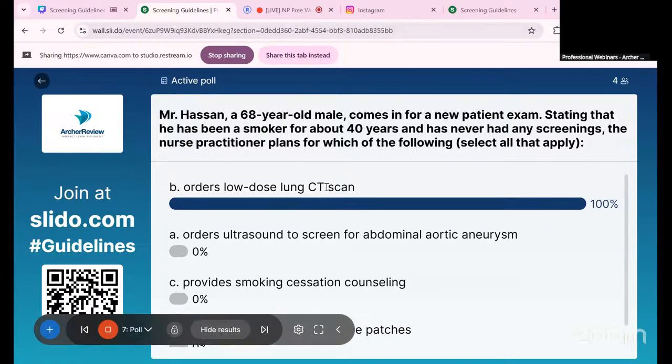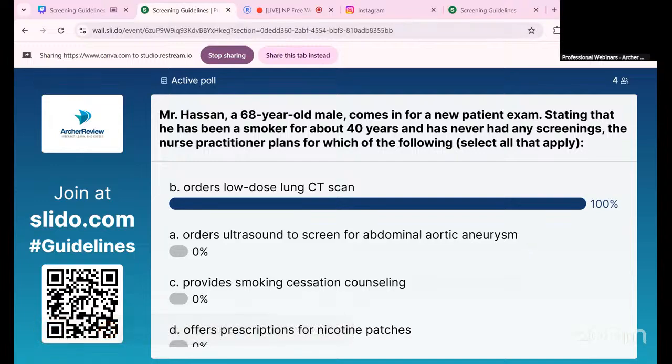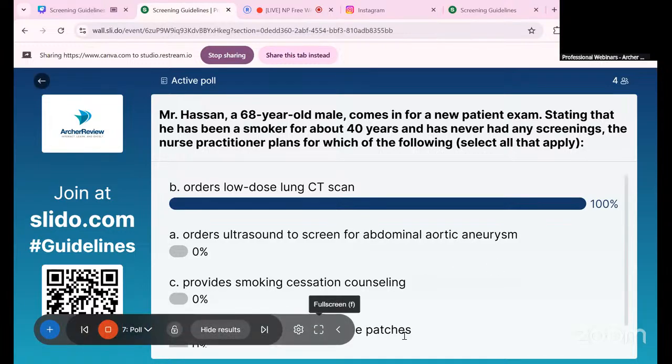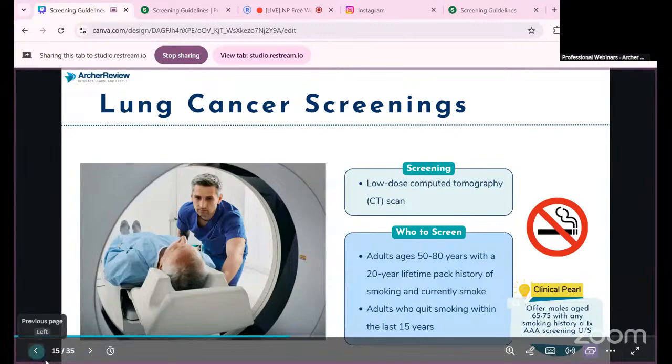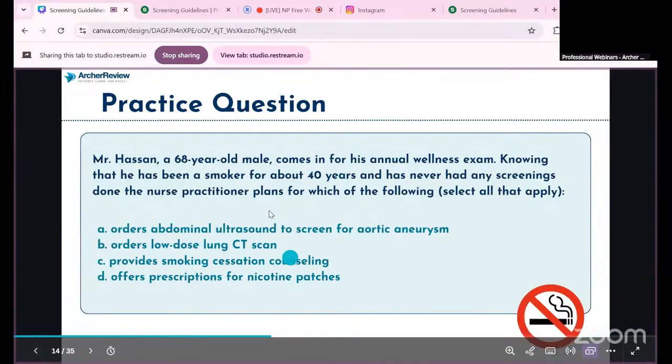Low dose CT scan, ultrasound to screen for abdominal aortic aneurysm. Remember your clinical pearl, 65 to 75. If he hasn't had that before, he's going to be a candidate for that. Of course, we are working on smoking cessation counseling and prescription nicotine patches. So, very good, you guys. Y'all got that, and I'll go back here and all the things we're going to do for him.